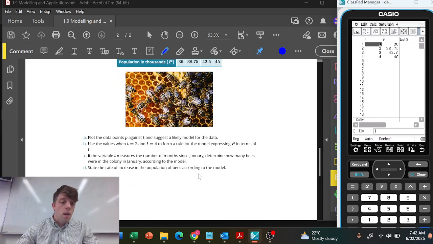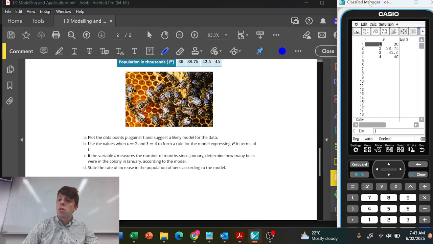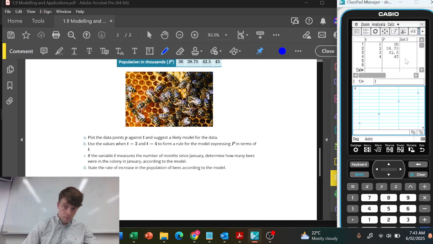Now the first question says, plot the data points P versus T and suggest a model for the data. So let's see if we can come up with that. We want to plot this, so we can just click this button here. Now that we've set up the settings of the graph correctly, we have our representation. Now you would just eyeball this data and say, okay, does this look like a linear line? Does it look like a quadratic? Does it look like a cubic? What does it look like? To me, it looks pretty likely it's going to be a linear equation.